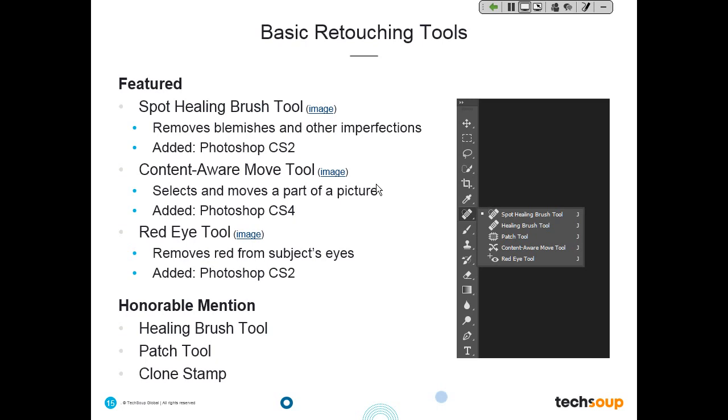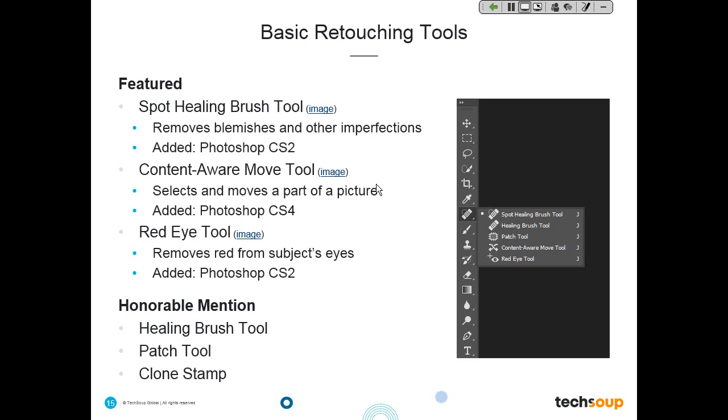So the Spot Healing Brush is great for removing blemishes and other imperfections. If someone has a blemish on their face, it's distracting for the photo. It's not always there, but it doesn't look great. You'd think people may be distracted by it in your marketing, so it's great to just remove it. What it does is match the tone around it and fill it in seamlessly.